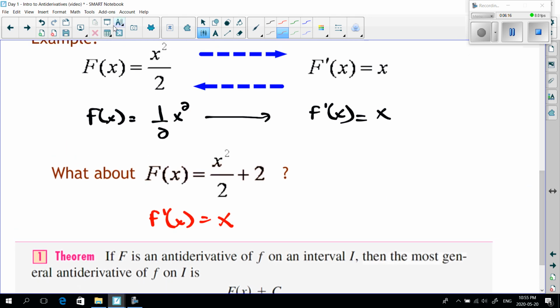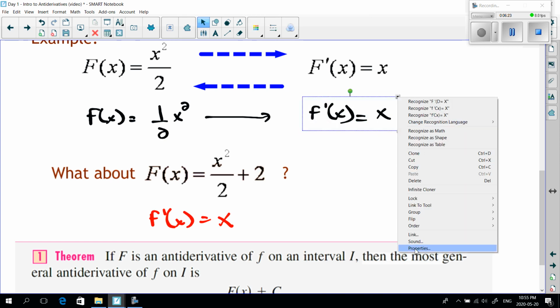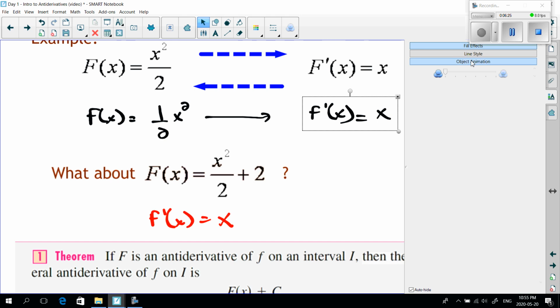All right? And I'll change this to red just to make it look sharp. Maybe I won't.